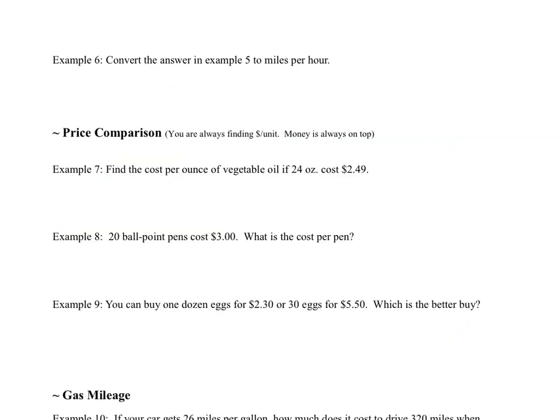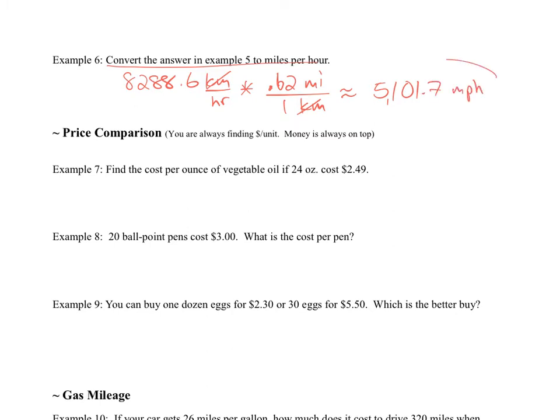I know this was on the last slide, but it says convert your answer in example 5 to miles per hour. So 8288.6 kilometers per hour. And if you remember, I've already done it once. We have 0.62 miles is equal to 1 kilometer. And that will give us the miles per hour, which is 5,101.7 miles per hour.